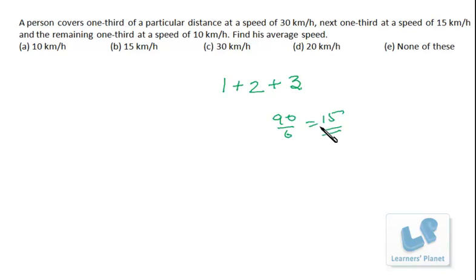Now average speed is actually total distance by total time. In this case we assumed the total distance is 90 km, and the total time we calculated is 6 hours. So the average speed is 15 km per hour. So if you are clear with the concept, no paperwork is required at all. You can do this problem mentally. Okay.